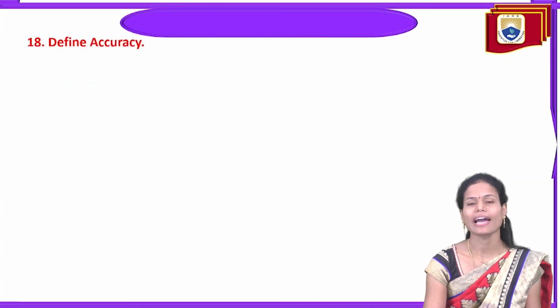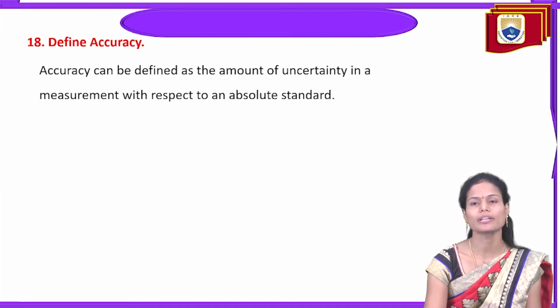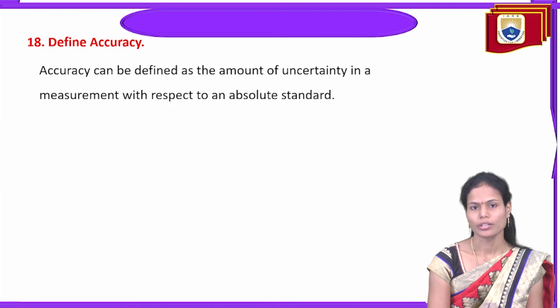And next, define accuracy of the system. Accuracy can be defined as the amount of uncertainty in a measurement with respect to an absolute standard. That is nothing but when we design one particular circuit, we will define some ideal specifications. It should reach these particular values. It should provide this much voltage gain, and it should provide this much current gain.